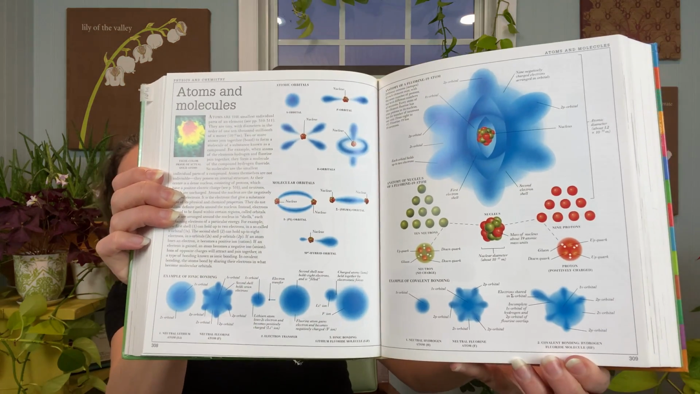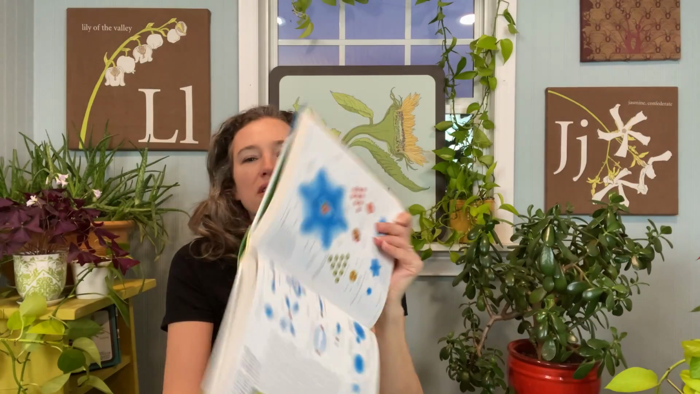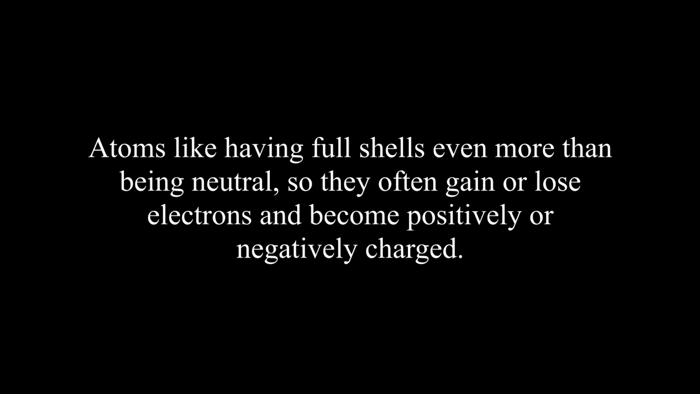So I'm going to show you some pictures. This is page 308 and 309. And you can see some of the crazy shells. They're not circles. They're doing all kinds of crazy stuff. But there's a certain number of them that they want to have in each one of those shells, okay? They're willing to steal and they're willing to give away in order to have full shells. Atoms like having full shells even more than being neutral. So they often gain or lose electrons and become positively or negatively charged. And that's when you start having ions or cations.